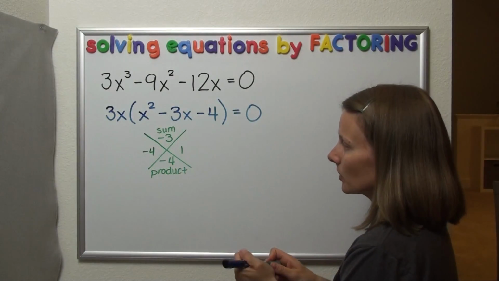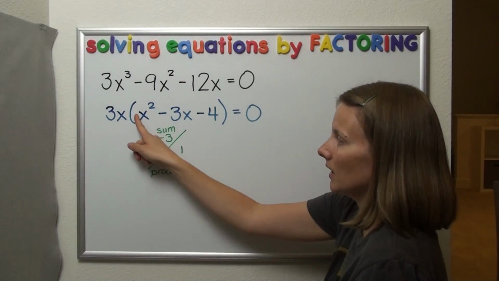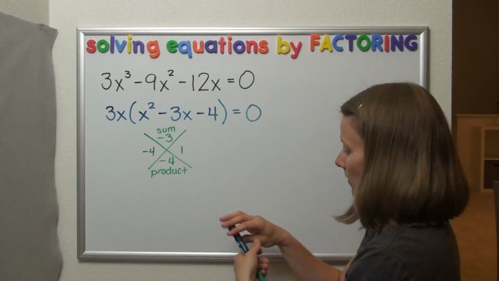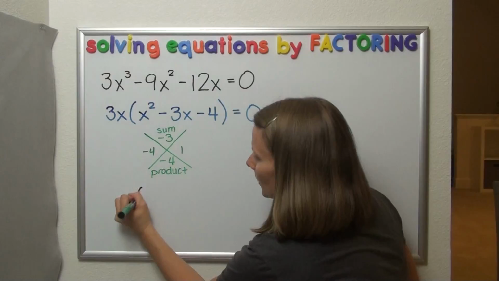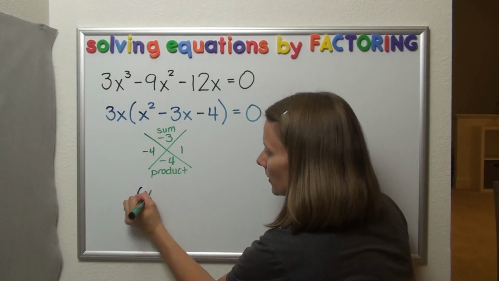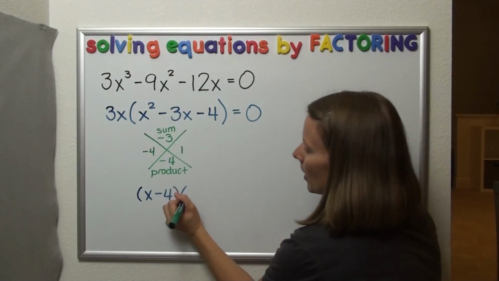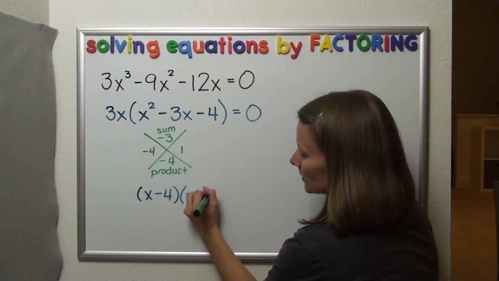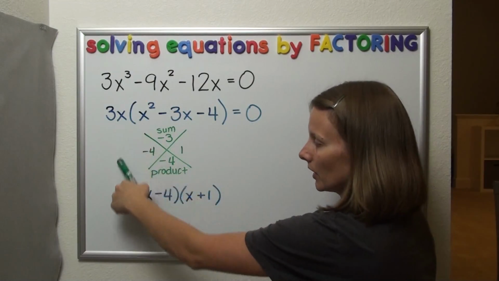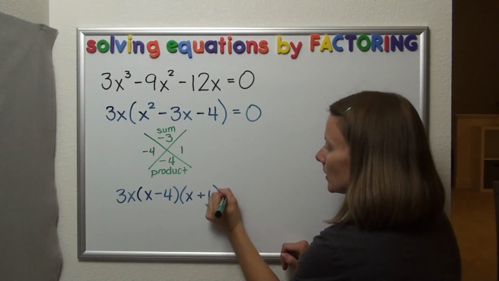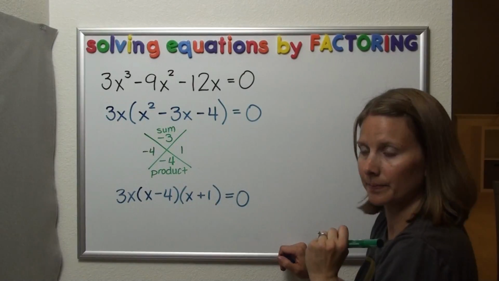And what those numbers are good for, since there's not technically anything right in front of that x squared, we take those numbers, we throw them into parentheses. So in parentheses, I'll have the negative 4 with the x, so x minus 4. In parentheses, I'll throw that positive 1 in with the x, so I've got x plus 1. Don't forget the 3x, which is still out front. Don't forget the equals 0. We still have an equation.